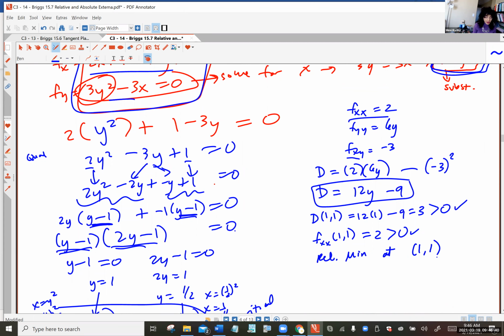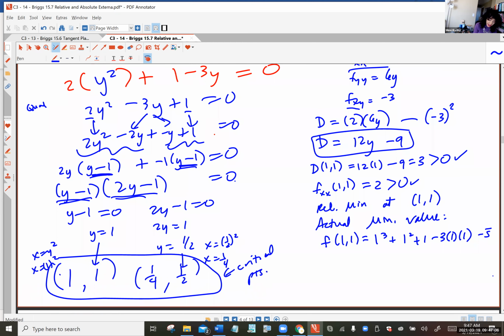Now, a lot of times they're going to ask you for that minimum value. So the actual minimum value at the point (1, 1) is the function evaluated at (1, 1). Which is kind of a pain for us because it's y cubed plus x squared plus x minus 3xy minus 5. And so that actual min value is, I get negative 5.